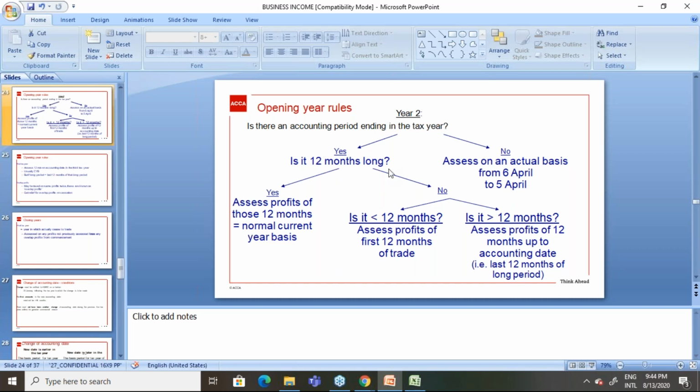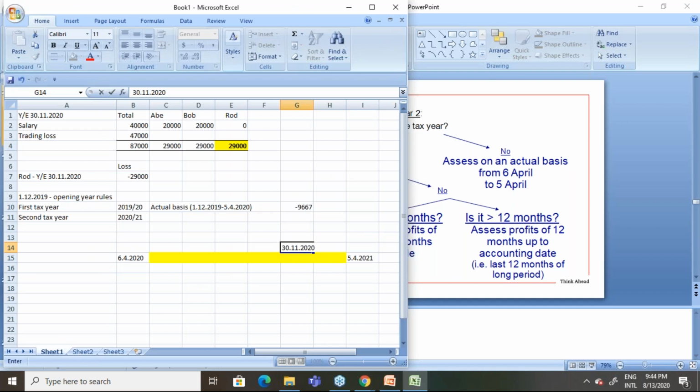Then you ask the second question: how long is the period of account? Is it 12 months long? Yes, you have prepared accounts annually for 12 months. So yes, there is a period of account ending in the tax year, and also the period of account is 12 months. In that case, you must use the current year basis, and the whole profit must be taxed here. If you have a profit, the whole profit must be taxed here, and that may result in an overlap profit.